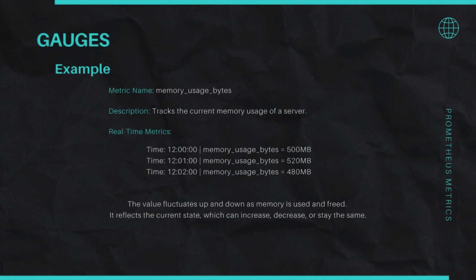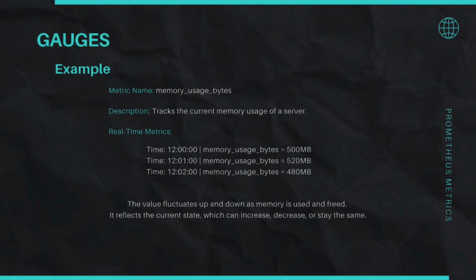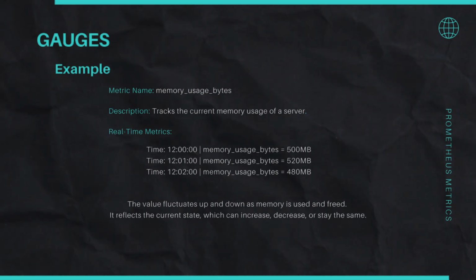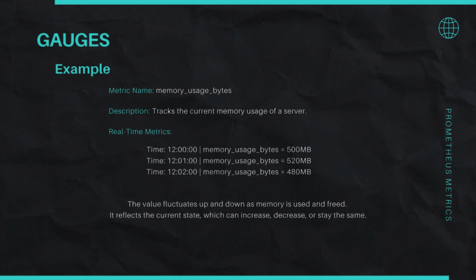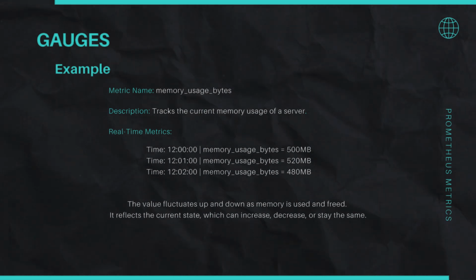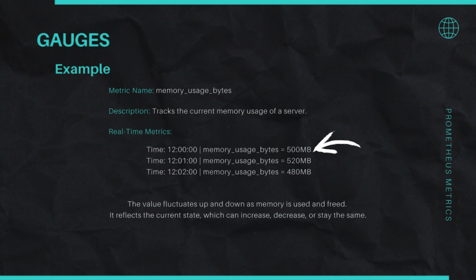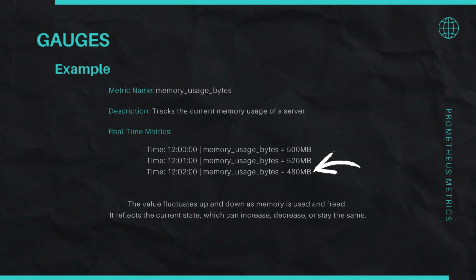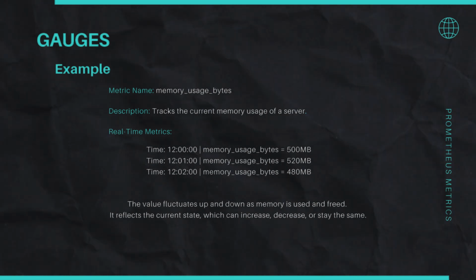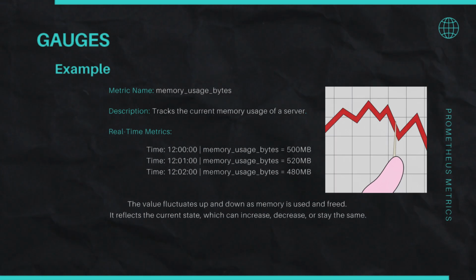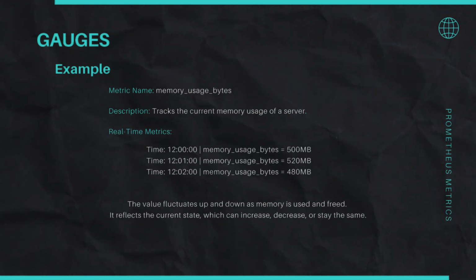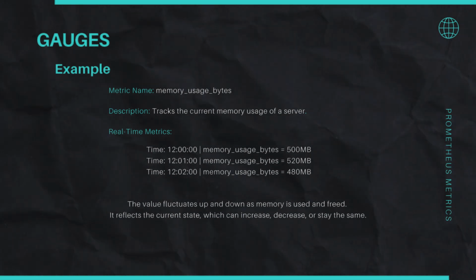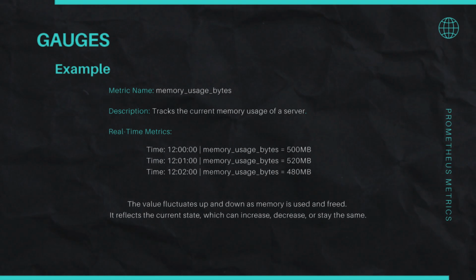Let's see how we can use this metric to monitor memory_usage_bytes. This metric is used to monitor the current memory usage of a server. For example, at 12 o'clock, memory usage might be at 500 megabytes. It then increases to 520 megabytes, and later decreases to 480 megabytes. The value fluctuates up and down as memory is used and freed. It reflects the current state, which can increase, decrease, or stay the same. That's why we use a gauge to monitor this metric.